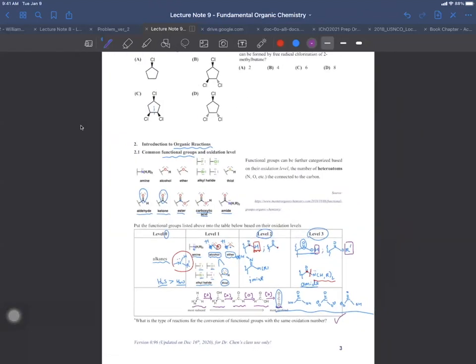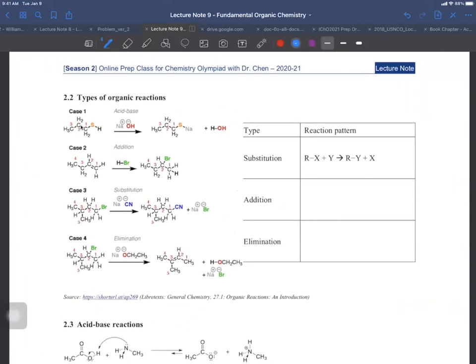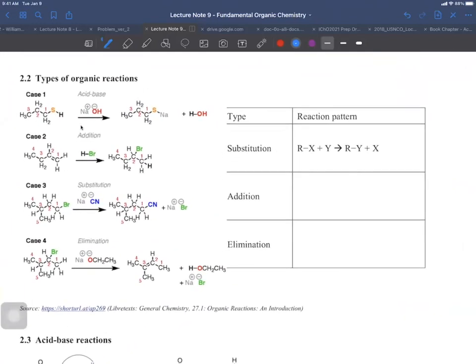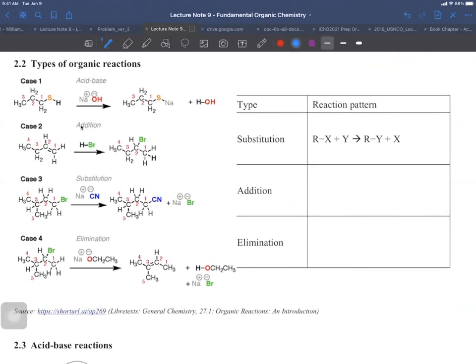So this is a very brief introduction of different functional groups based on their oxidation level. Next, before we introduce the specific organic reactions, we want to have a look at the types of organic reactions. So we listed 4 different examples here.